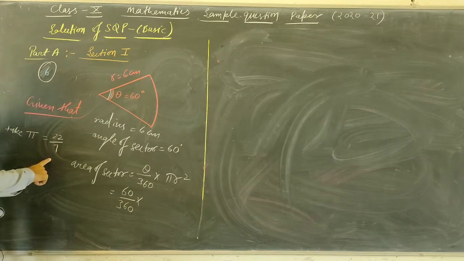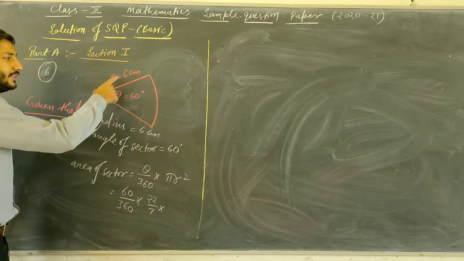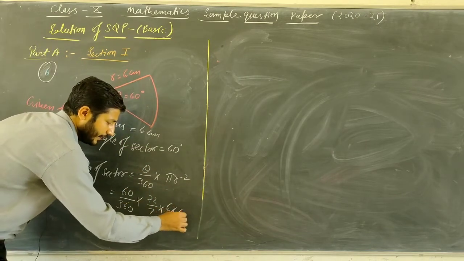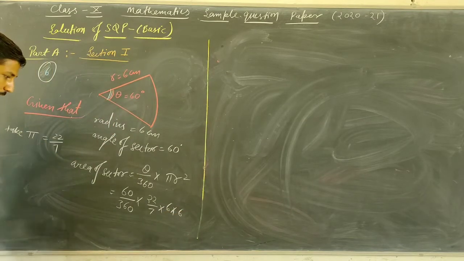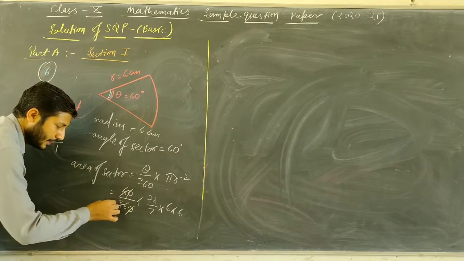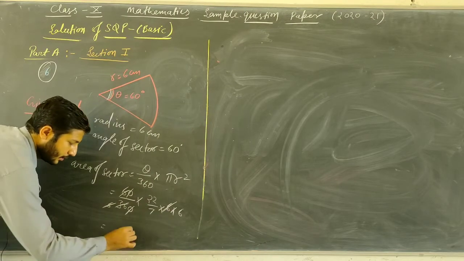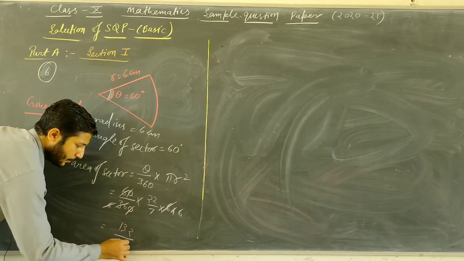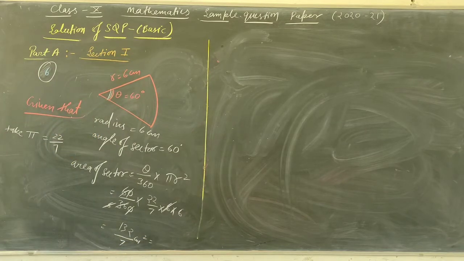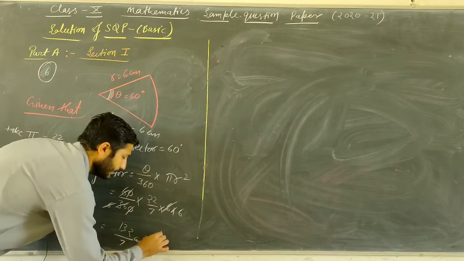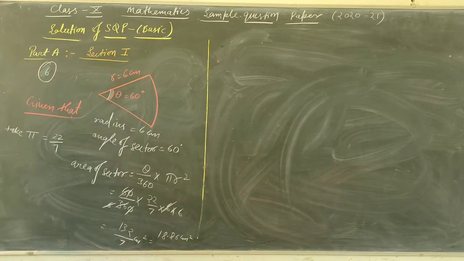The value of pi is given as 22 upon 7. Place 22 upon 7 here, and your radius is 6, so 6 into 6. This is given in centimeters, so the area is in centimeter square. When you simplify this term, 6 simplifies by 6, then you get 132 upon 7 centimeter square. When you simplify this, you get the answer as 18.86 centimeter square. That is your final answer.